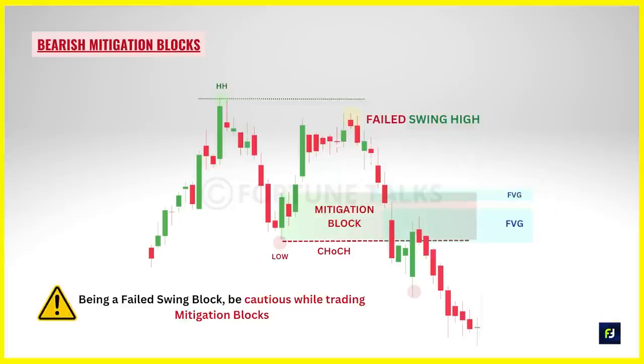Now being a swing failure pattern, I'm not particularly interested in trading from these mitigation blocks because liquidity is still available beneath these swings, due to which the market could just reverse, thereby hitting our stop losses and taking us out of the trade. So be a little cautious while dealing with mitigation blocks.